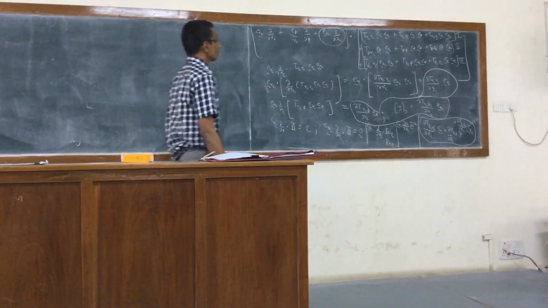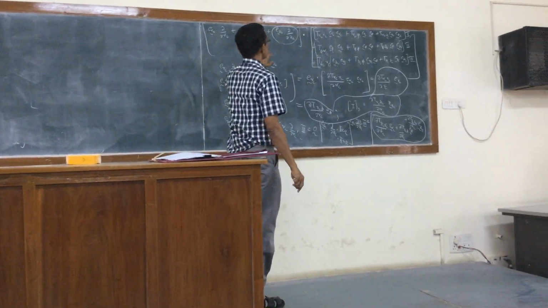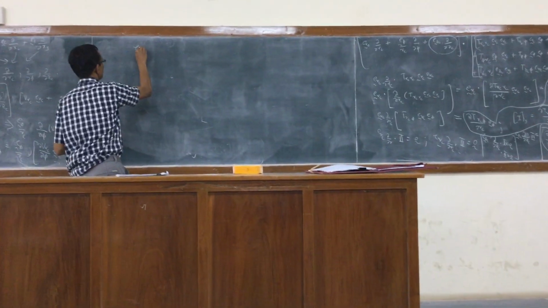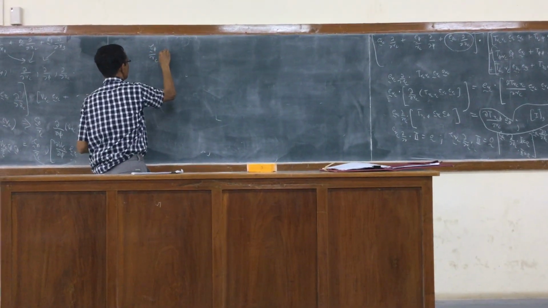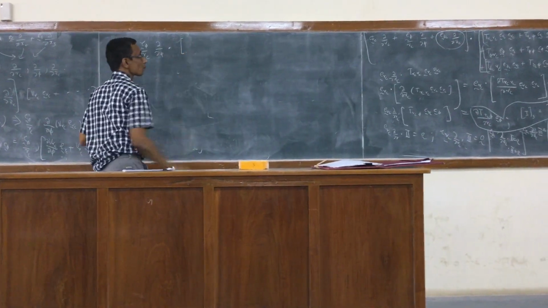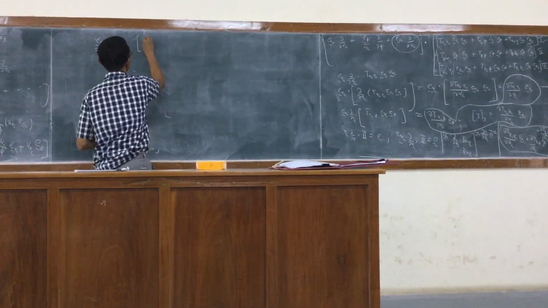So let's look at the first term then. e_phi by rc d by d phi dotted with e_rc.